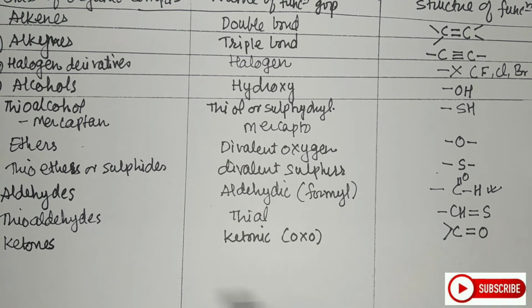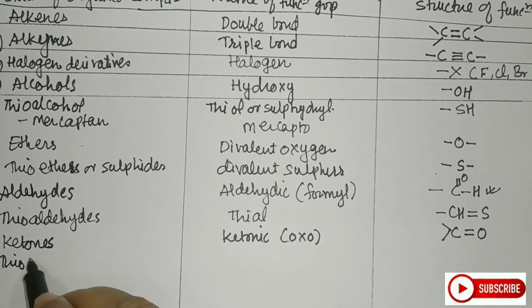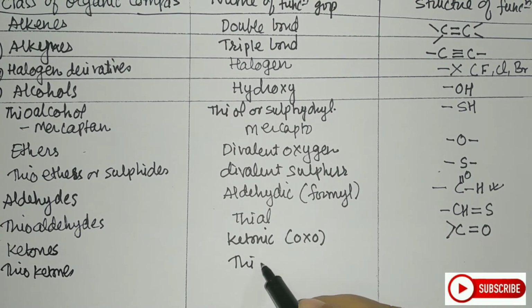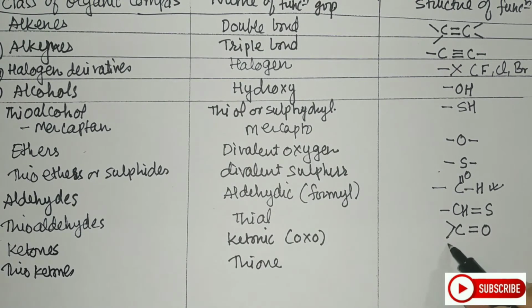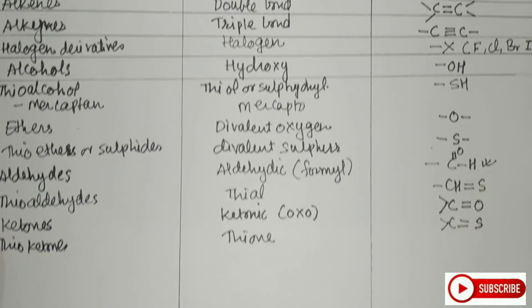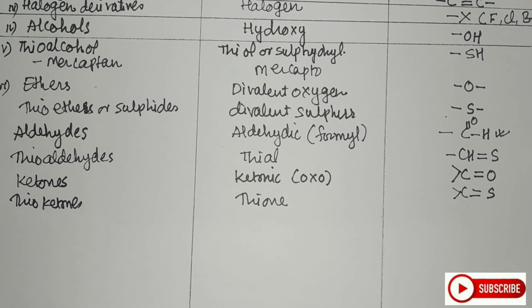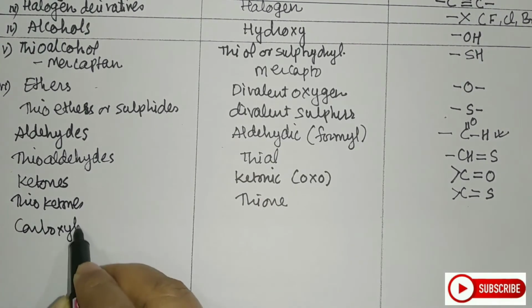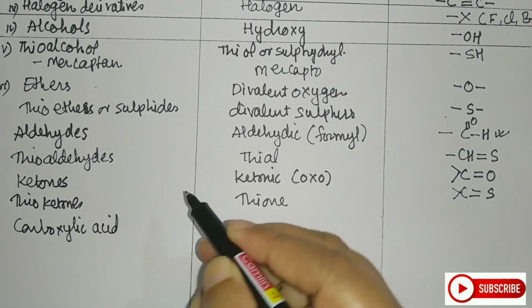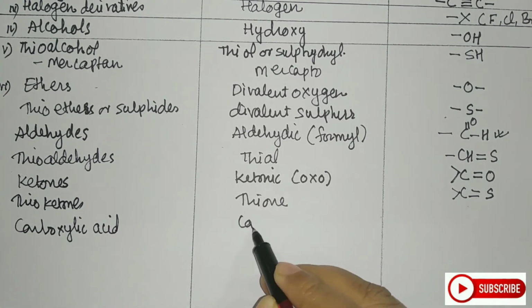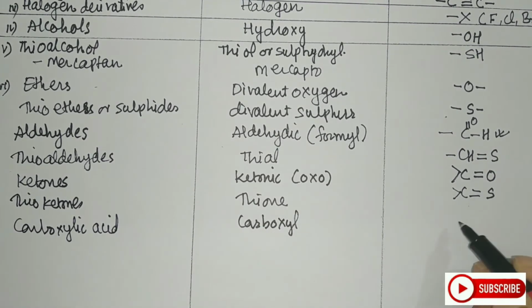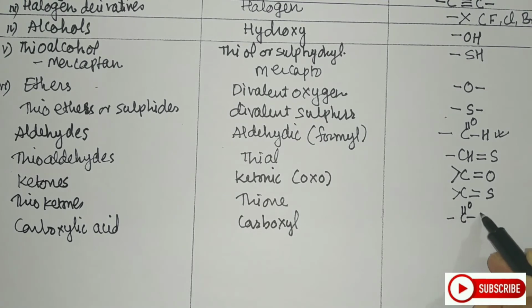Next is thioketones. It is called thione, and it is represented the same way. Thio means sulfur, so oxygen will be replaced by sulfur. Next group is carboxylic acid. It is called the carboxylic group, so carboxyl, and represented by C double bond O, OH.